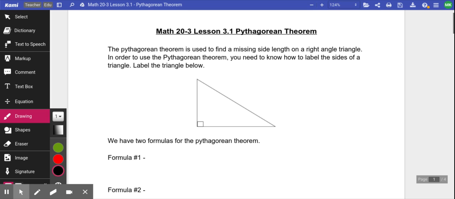Pythagorean theorem has to be done on a right angle triangle. Okay, so it's key that you can only do this if there's a 90 degree somewhere in the triangle. If there's no 90, you can't do Pythagorean theorem.